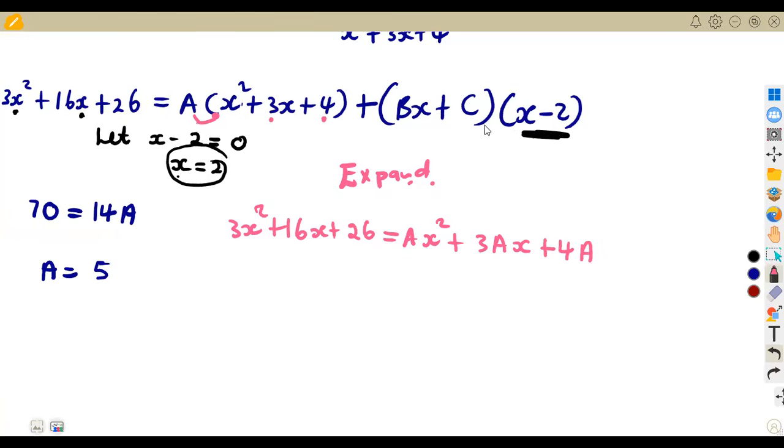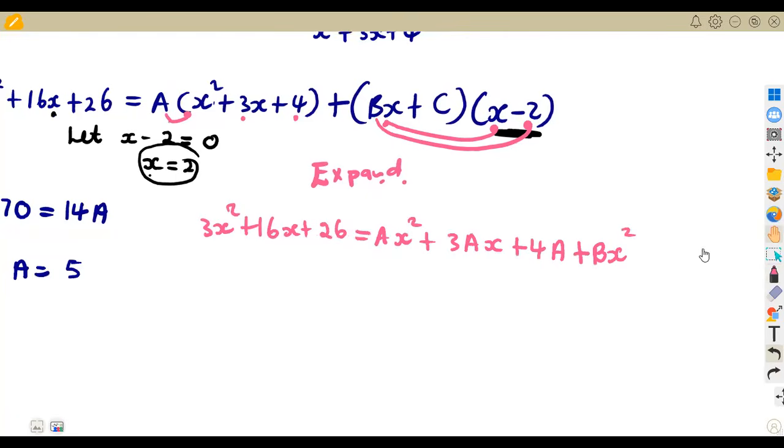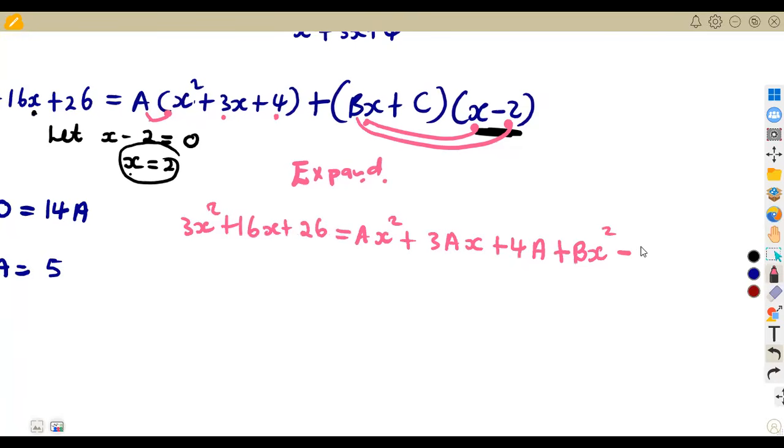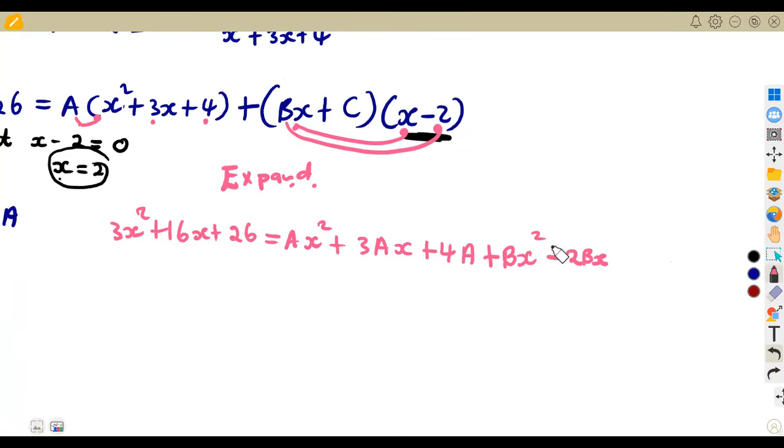Then on the other side, we're expanding by bx. So bx times x here is going to give us bx squared, x and x, that will be x squared. Then bx times minus 2 is going to be minus 2bx. We move on to the other term: c times x, that will be cx. Then c times minus 2, which is minus 2c. So this is what you're supposed to have done.